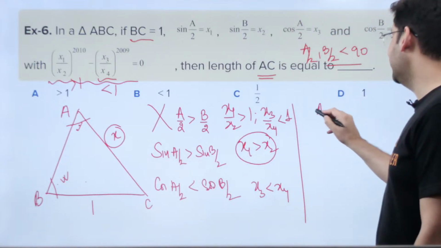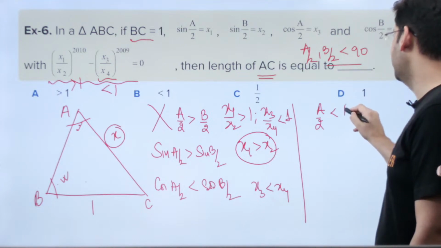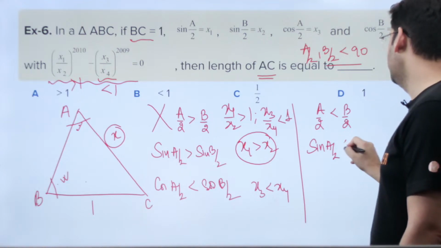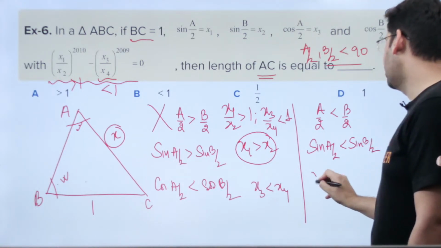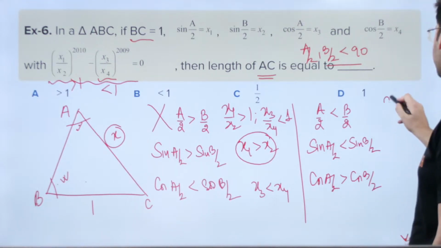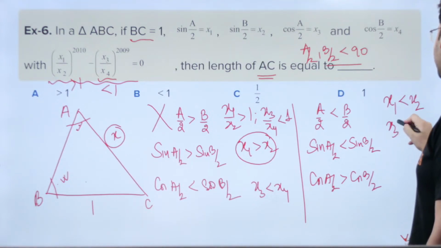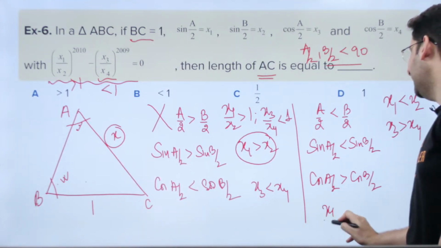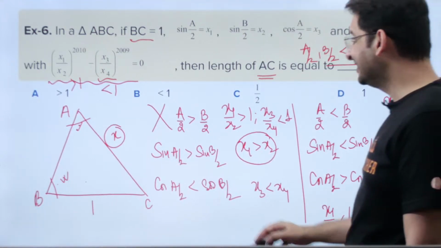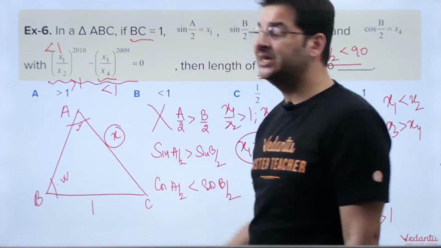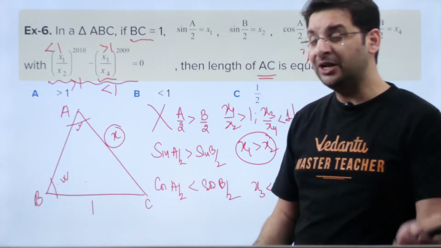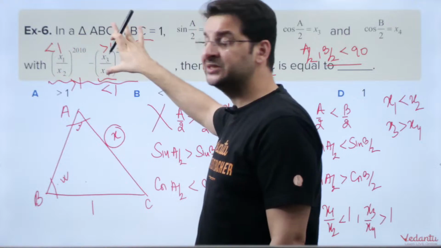So let us assume the second case, when A by 2 is less than B by 2. So clearly sine A by 2 is going to be less than sine B by 2, and cos A by 2 is greater than cos B by 2. So again it is going to be the same case. That is, x1 is going to be less than x2, x3 is going to be greater than x4. So x1 by x2 is going to be less than 1, x3 by x4 is going to be greater than 1. So again same thing. This value is less than 1, power 2010, again a value which is less than 1. This value is greater than 1, power 29 is a value which is greater than 1. So less than 1 minus a value which is greater than 1 cannot be 0.